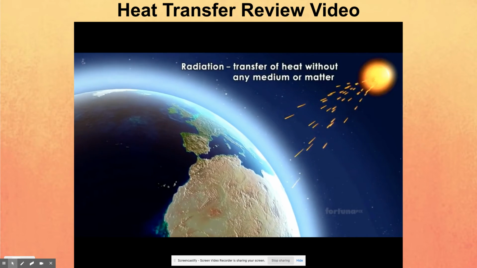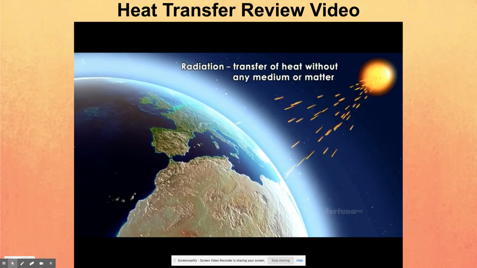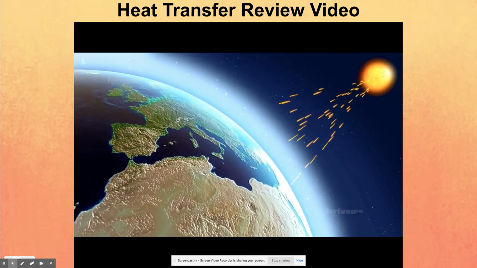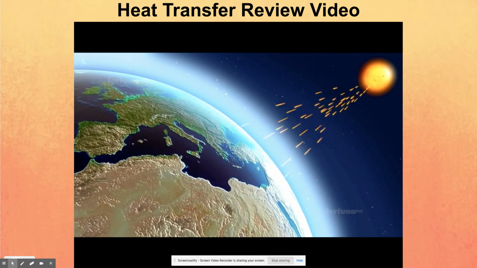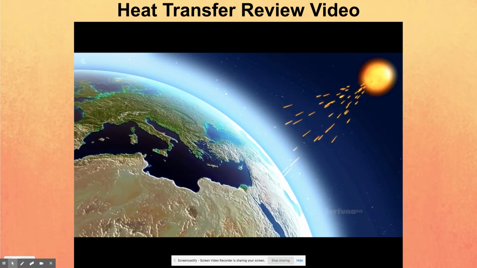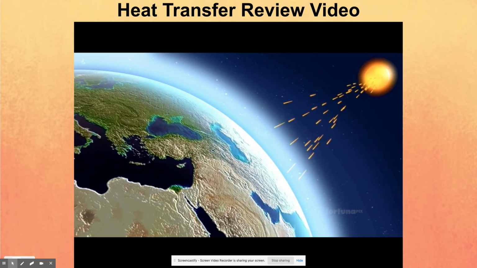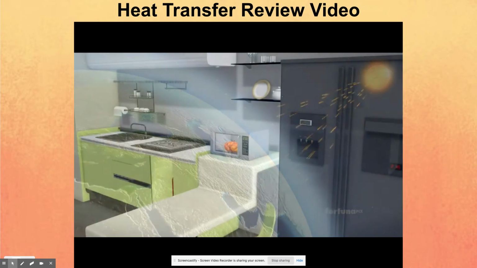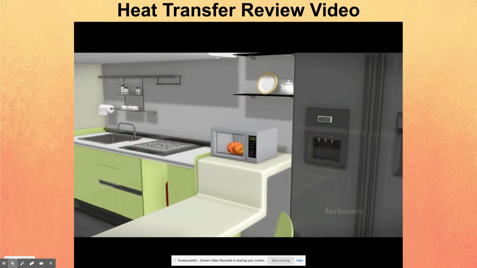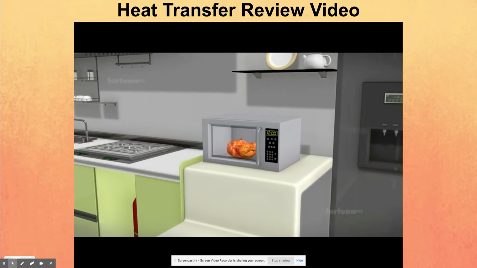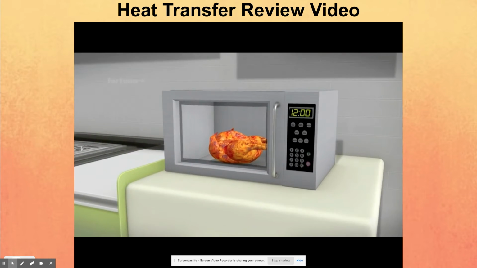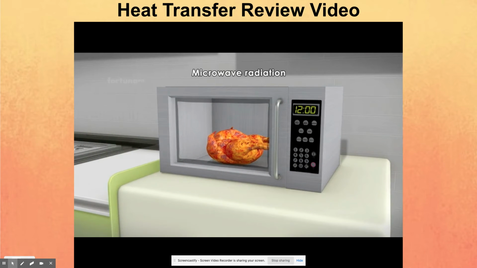Radiation is the transfer of heat without any medium or matter. The best example of radiation is sunlight. Heat from the sun will pass through space where there is no matter, eventually reaching the Earth. Microwaves are another common place we encounter radiation, specifically what's known as microwave radiation.